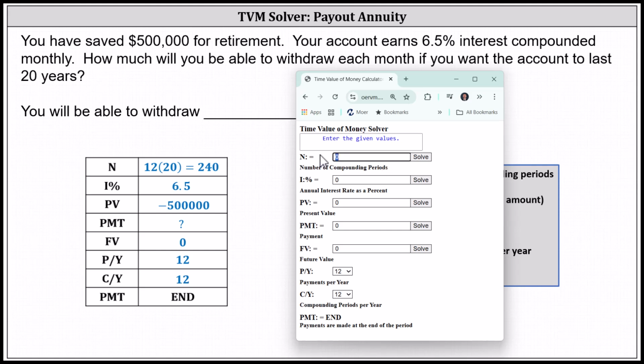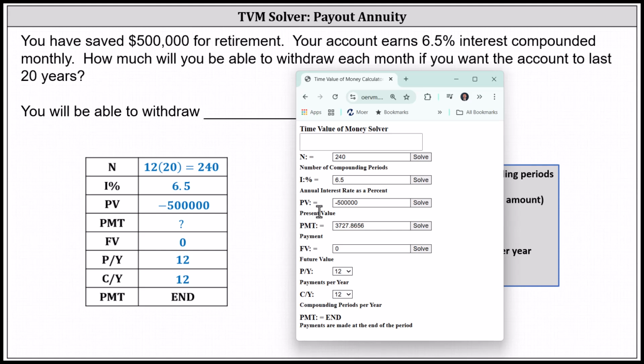Let's enter the information. Capital N is 240, I% is 6.5, PV is negative 500,000. Payment is unknown, we'll come back to that. Future value is 0, and both PY and CY are 12. And at the bottom, notice payment is already set to end. Now we go back up to payment and click solve on the right. Notice the payment is positive because you get to receive $3,727.87 each month for 20 years.